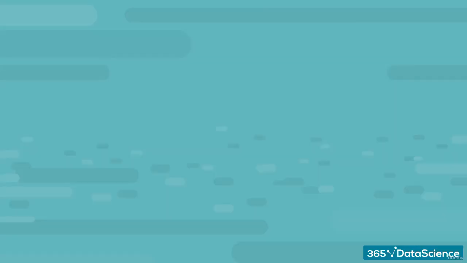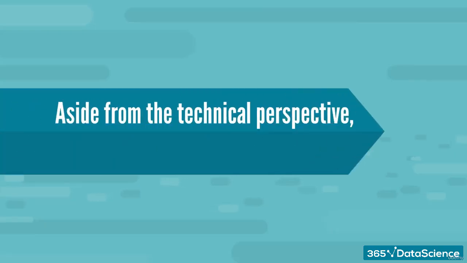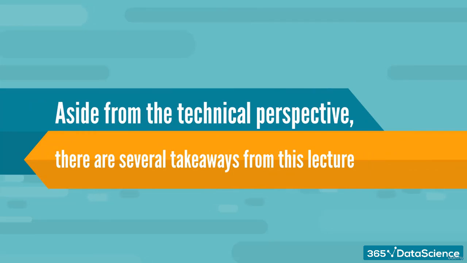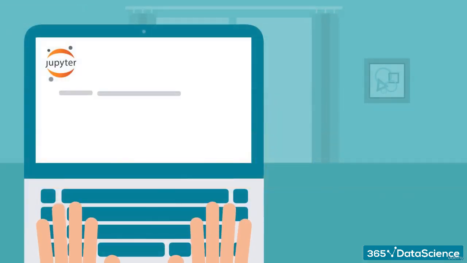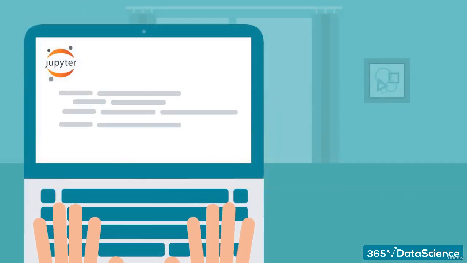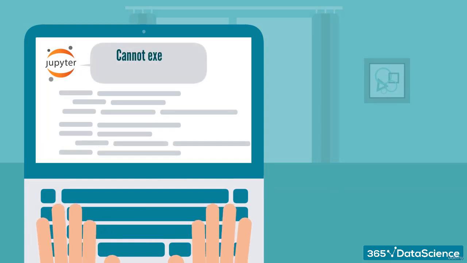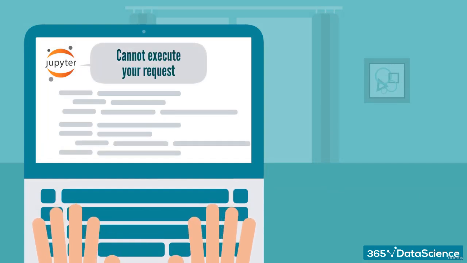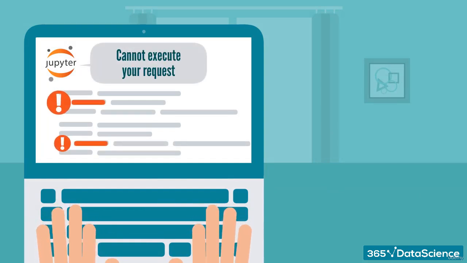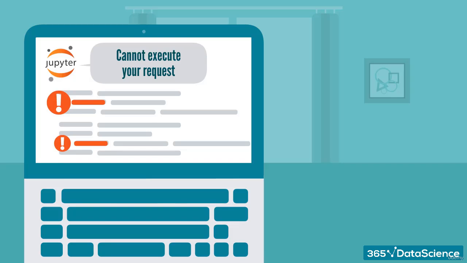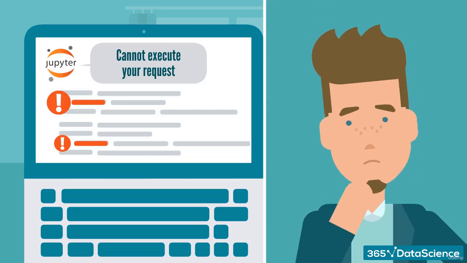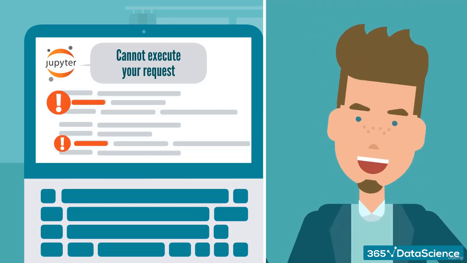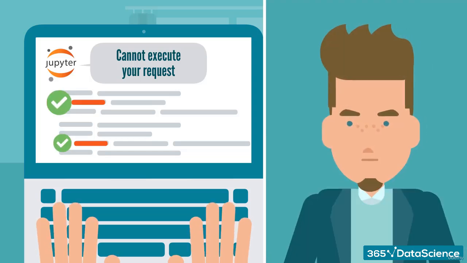All right. Aside from the technical perspective, there are several takeaways from this lecture. We can't rely on Jupyter to be always telling us the exact reason why it was not able to execute a request at a specific moment. It is amazing how accurate and precise it can be in its suggestions. But don't be surprised. Sometimes the obtained error messages won't be very clear to us, the programmers. Therefore, it will be our job to understand the messages and decide on how to solve the given problem.